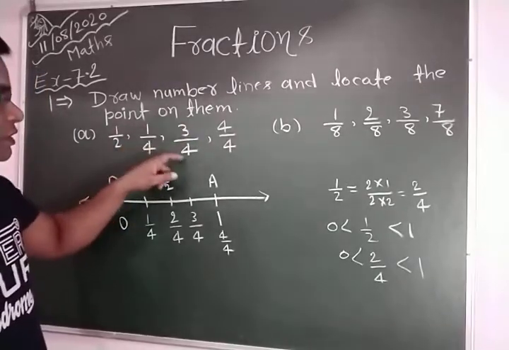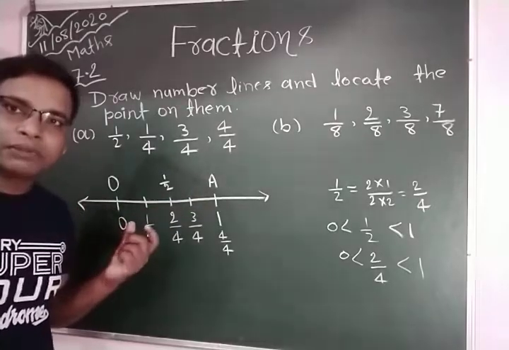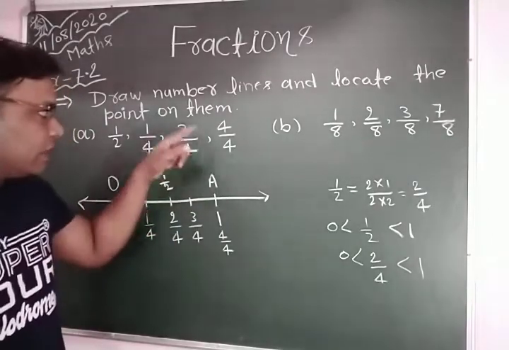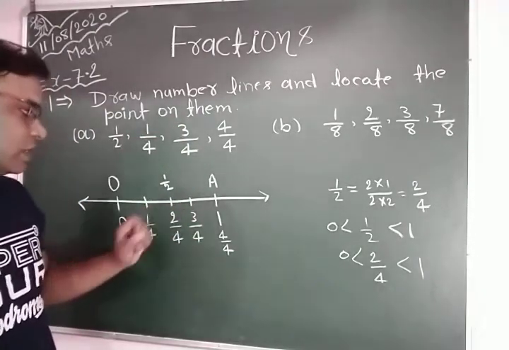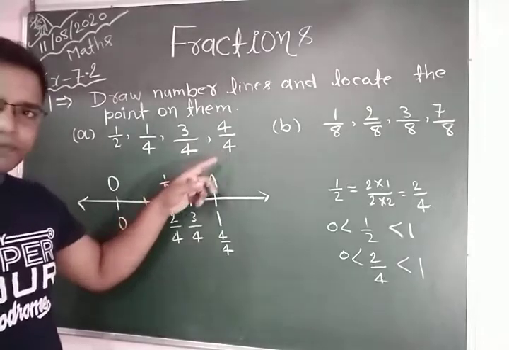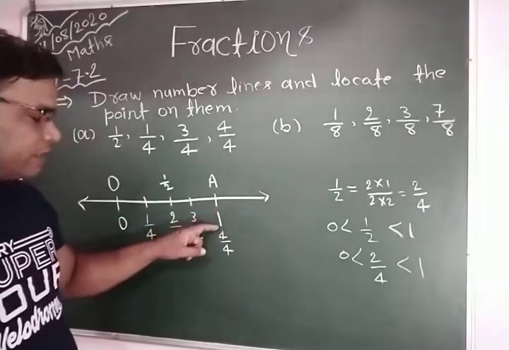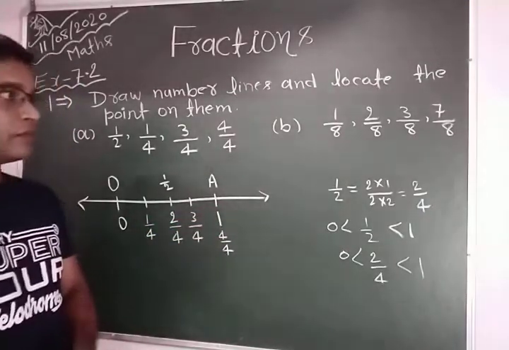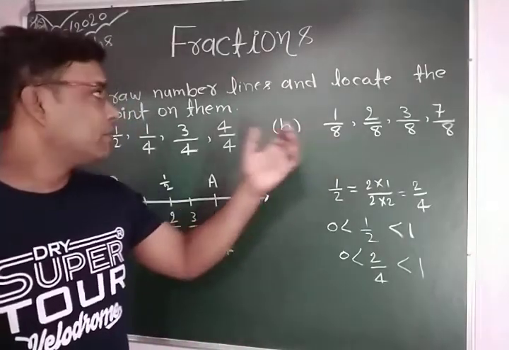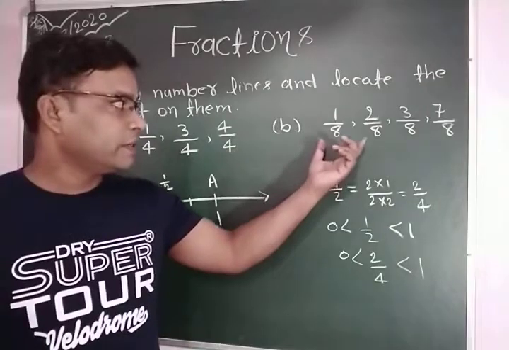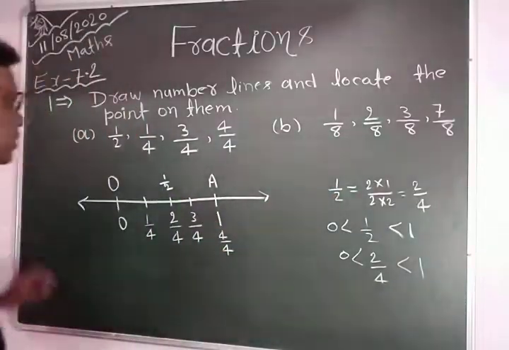For 3 by 4, we divide the line segment between 0 and 1 into 4 equal parts, and we take 3 parts: 1, 2, 3. And 4 by 4 means 1. Next, the B part of question number 1: we are going to represent the fractions given in part B. Let's see how to represent them.